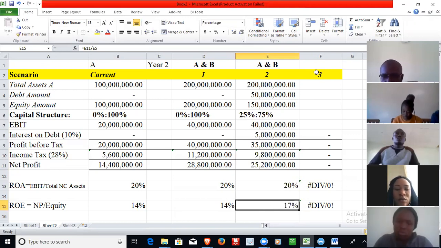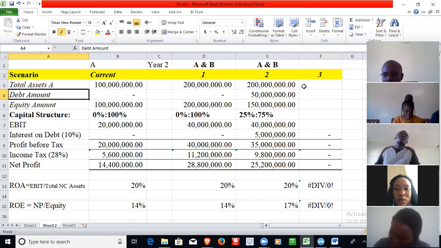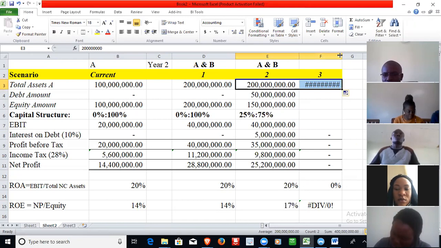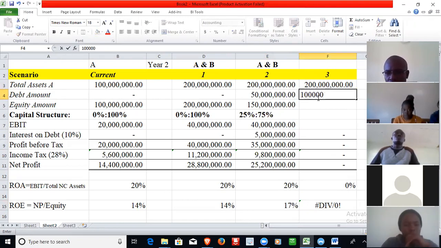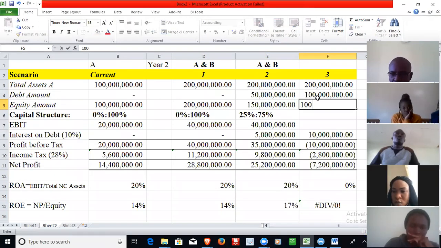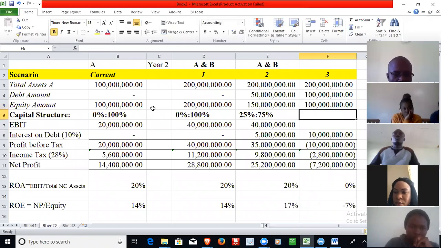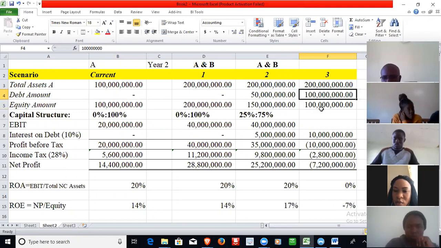Then third option. We are told the second project is supposed to be wholly funded by debt. So meaning to say this one is going to be 100 million, then the equity amount 100 million. That is for the first project. The first project was funded by equity. The second project is funded by debt. So we want to see which one is better.